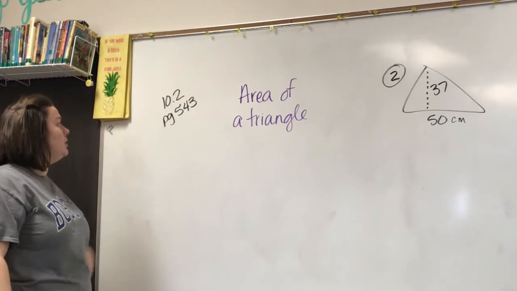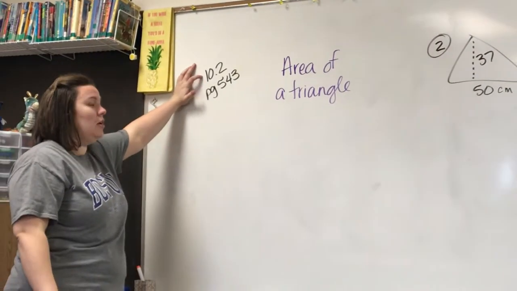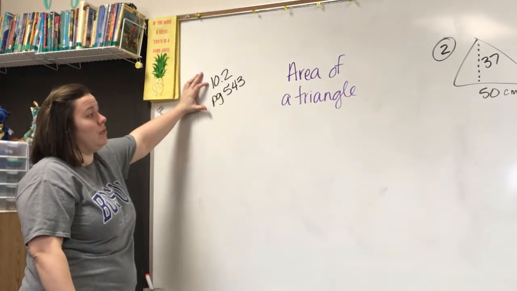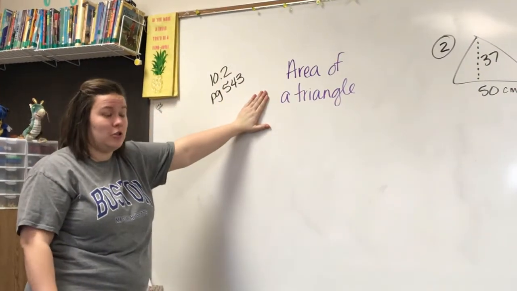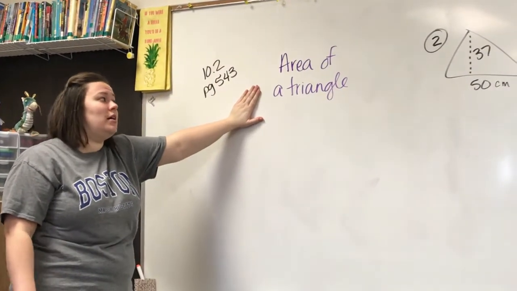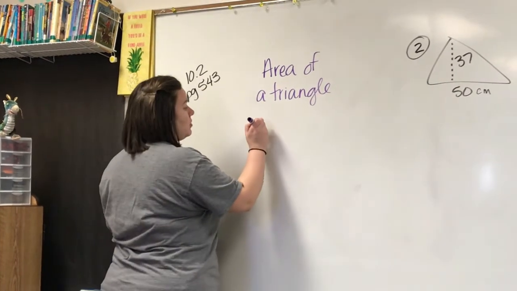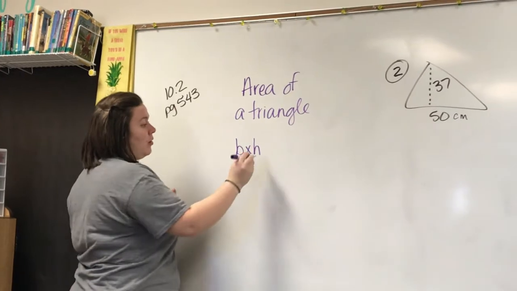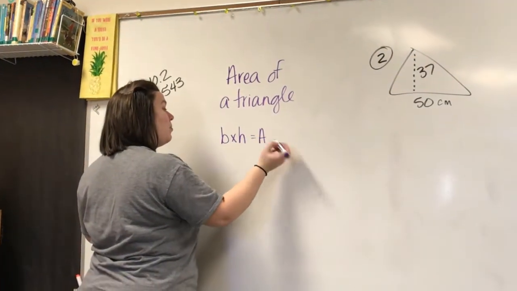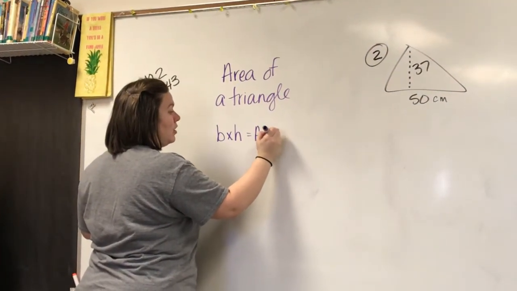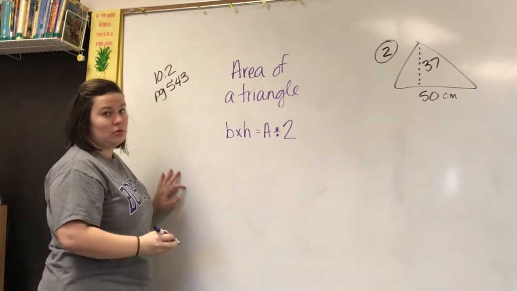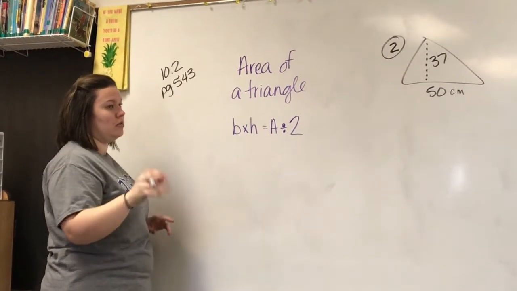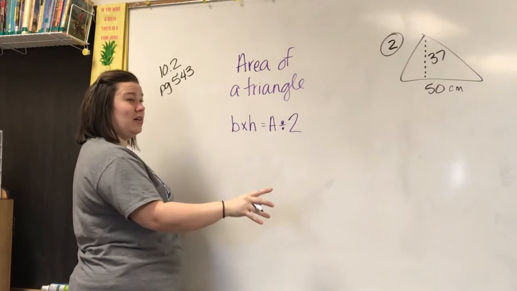We are on lesson 10.2, page 543 in your book, and we are talking about area of a triangle. To find an area of a triangle, you have to multiply the base times the height. That will give you an area, but then you have to divide it by 2. Okay, base times height divided by 2. I wrote it a little bit differently.